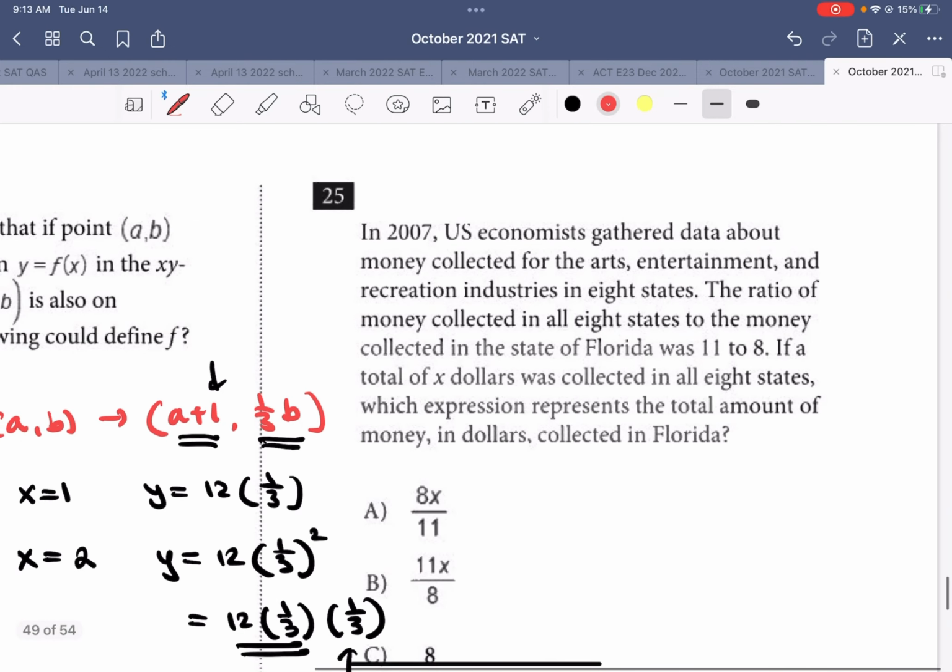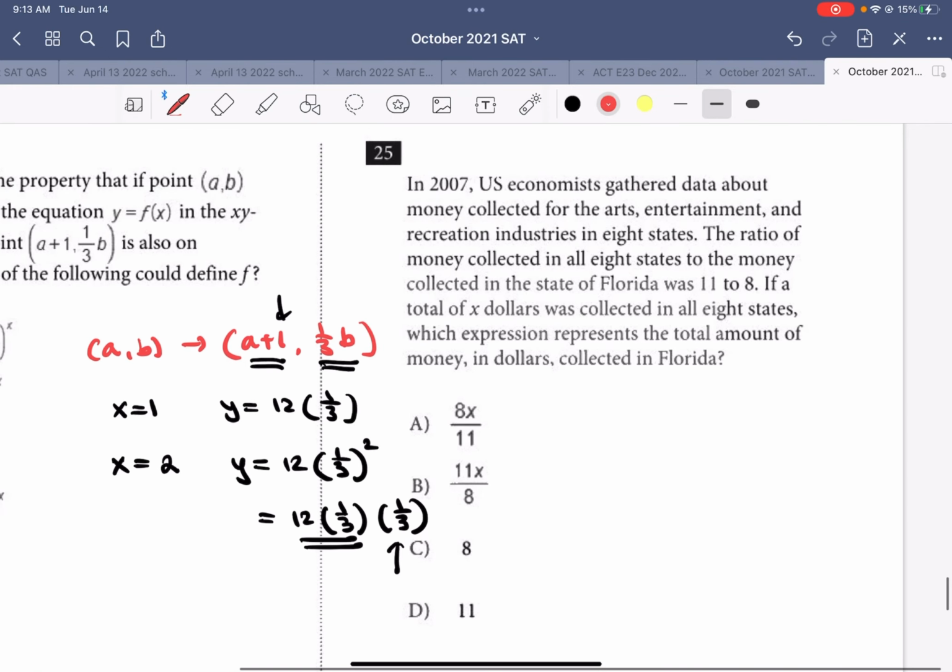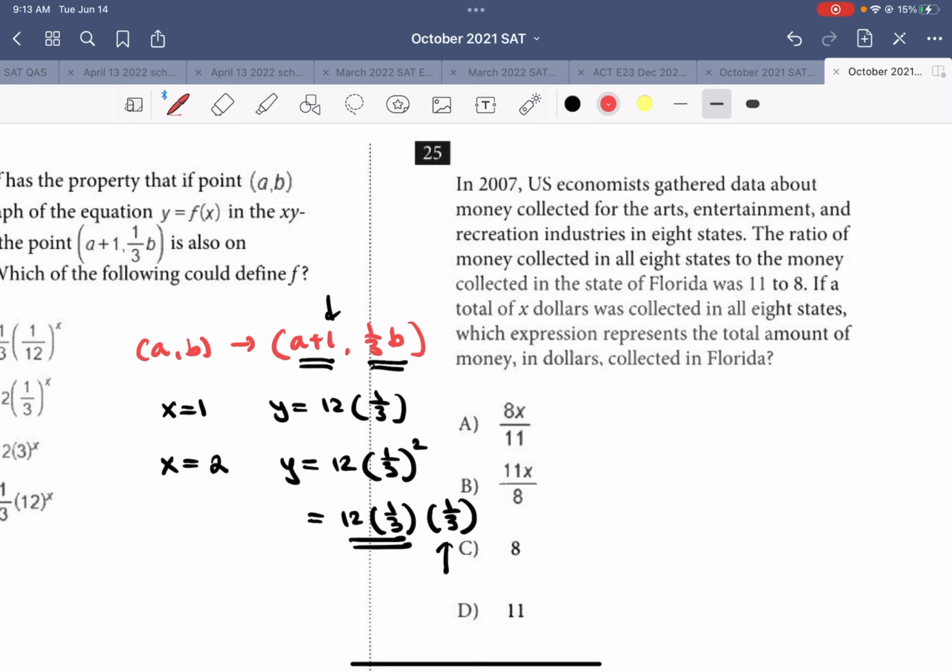Now, next one, number 25. In 2007, U.S. economists gathered data about the money collected for the arts, entertainment, and recreation industries in 8 states. The ratio of money collected in 8 states to the money collected in the state of Florida is 11 to 8. A total of x dollars was collected in 8 states, and which expression represents the total money collected in Florida? So you can make a proportion.